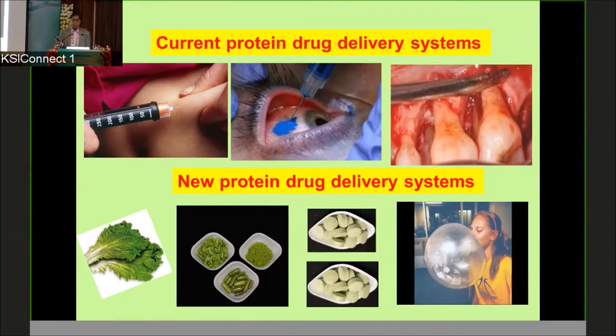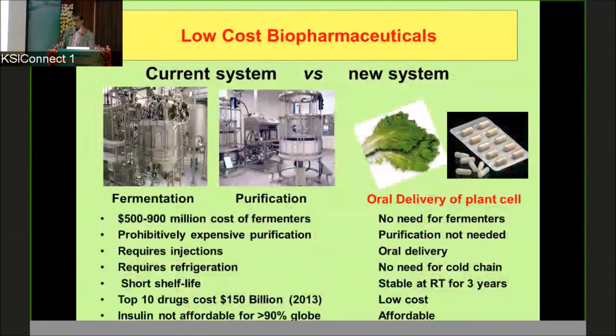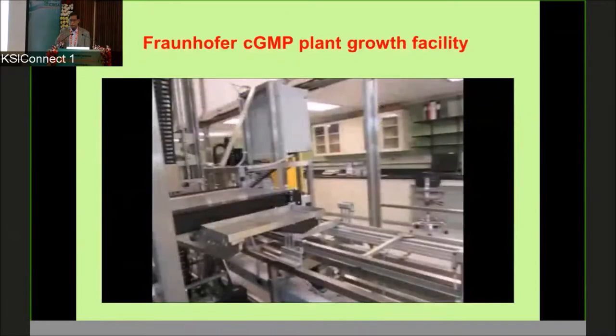And I'm also a professor in the dental school, so we have also developed drugs using chewing gums for oral delivery to kill bacteria that hide under the plaque. So the rationale for this is that the current fermentation facility, no matter what cell culture you use, they are $500-900 million, and then you need to purify them, inject them, all these add to the cost. But the concept that I proposed was produce them in large quantities in plant cells, dry them, package them, you can give them orally, and you can reduce the volume.